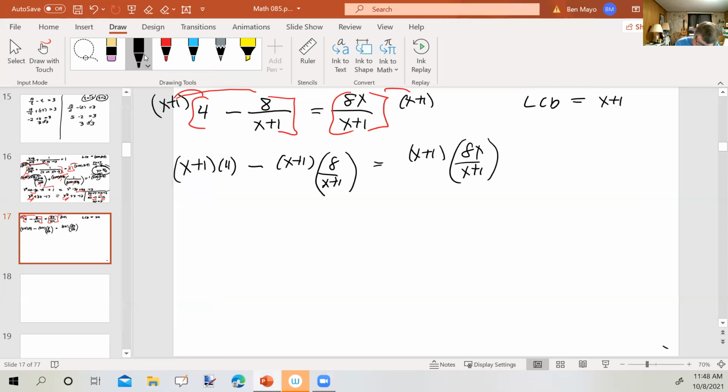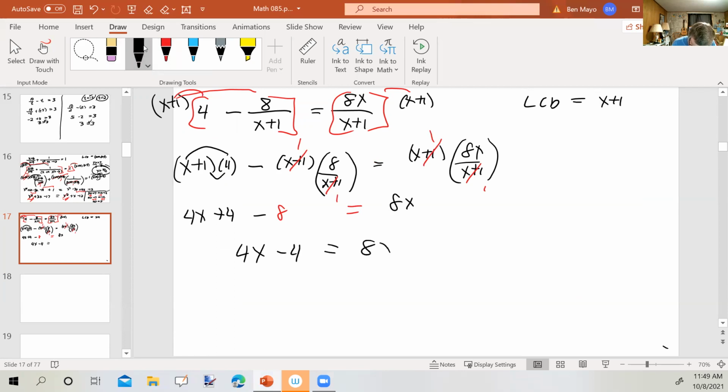Simplifying, on the left side, we'll distribute: 4x plus 4 minus, the x plus 1's reduce out, so minus 8 equals, and over here the x plus 1's reduce out, equals 8x. Okay. So now, let's see here. Combining like terms, 4x minus 4 equals 8x.